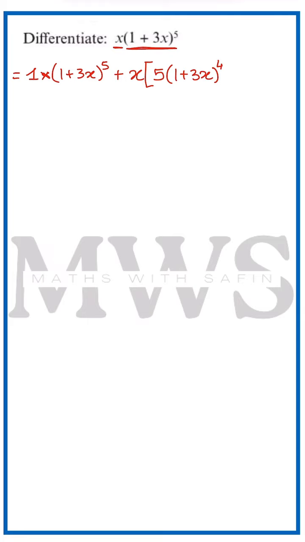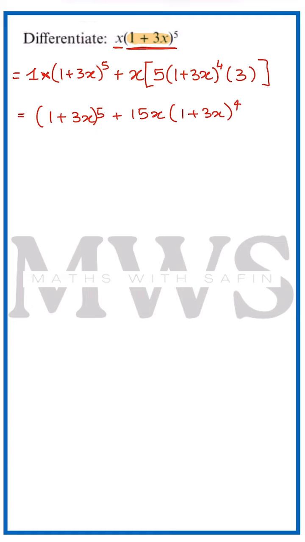And now we have to differentiate the inner function. Therefore, the differentiation of 1 plus 3x simply gives us 3. So we can close the brackets. And now we can simplify this out. So the first function stays the same, so that becomes (1 plus 3x) all to the power 5, plus the second function here becomes x times 5, which is 5x, times 3, which is 15x, bracket 1 plus 3x all to the power 4.